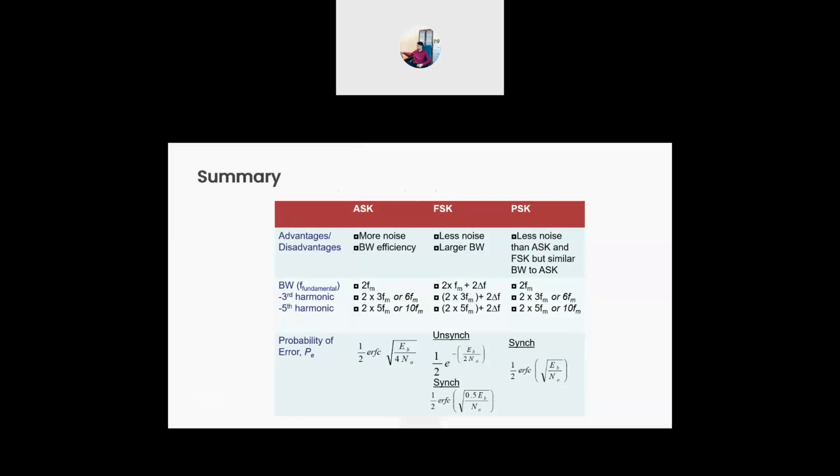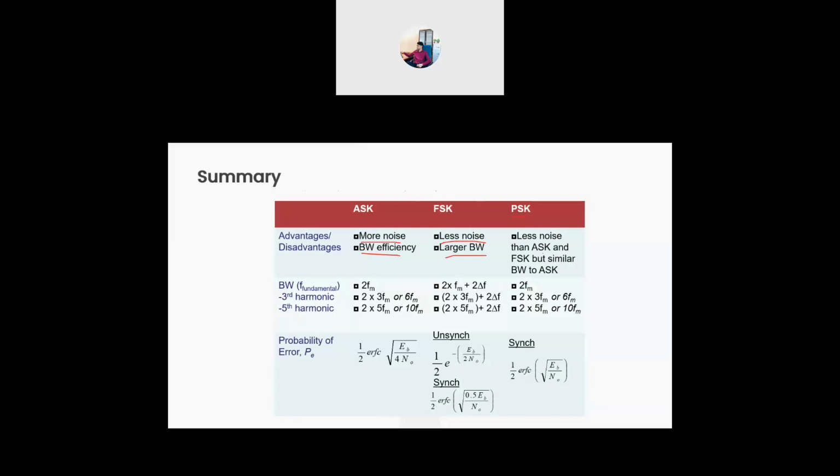For ASK, the advantage is bandwidth efficiency. However, it is more disturbed by noise, because it's amplitude, just like with AM, FM and PM. For FSK, there is less noise and larger bandwidth, and for PSK, the bandwidth is similar to ASK, however it has less noise than ASK.